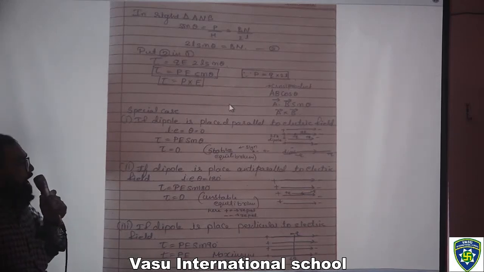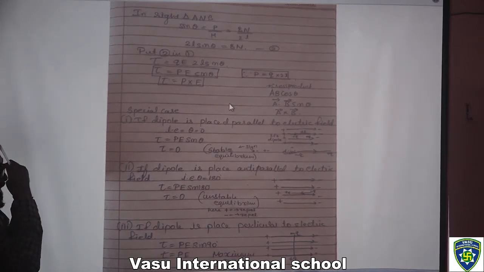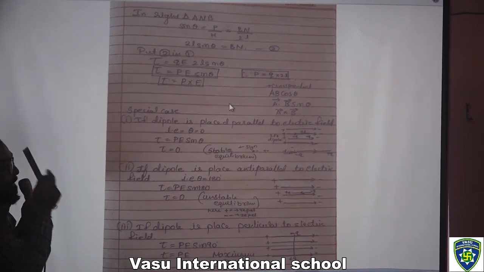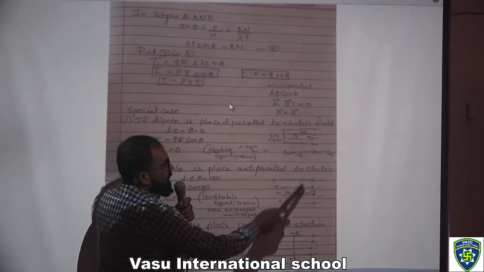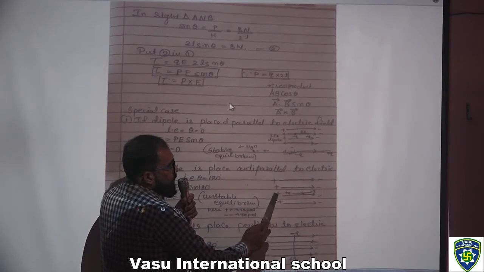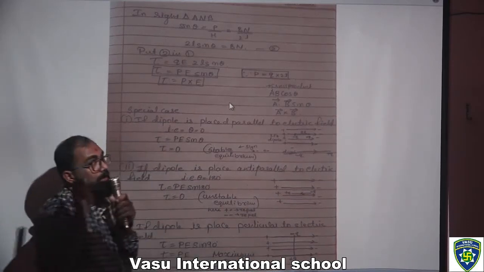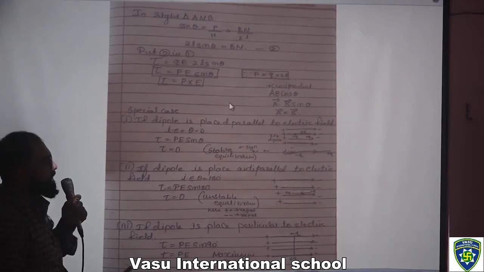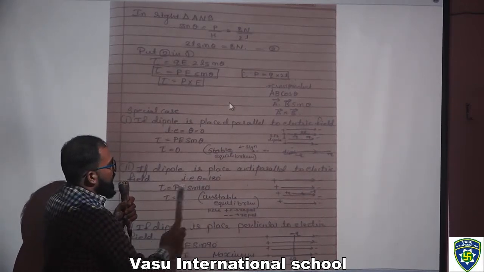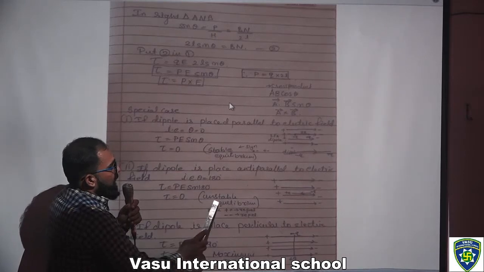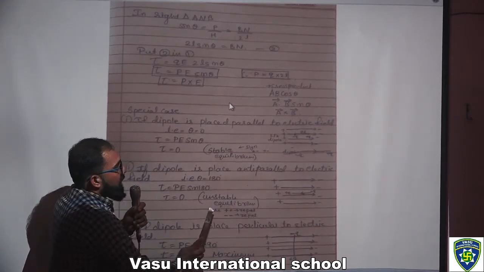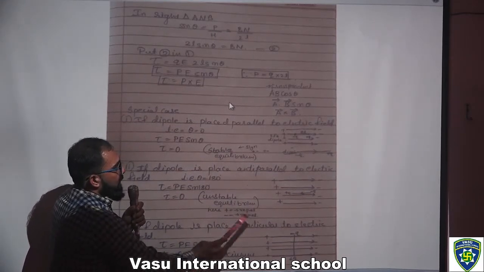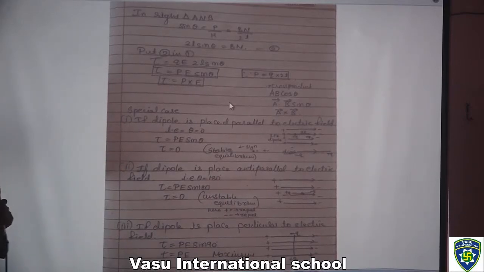Second, if the dipole is placed anti-parallel to the electric field, anti-parallel means its signs get reversed: plus to plus, minus to minus. So it is having repulsion, so it is unstable. That means theta is equal to 180 degrees. So tau is equal to 0, but it is unstable equilibrium. Here plus plus is repulsion, minus minus is also repulsion. I have already written that here.